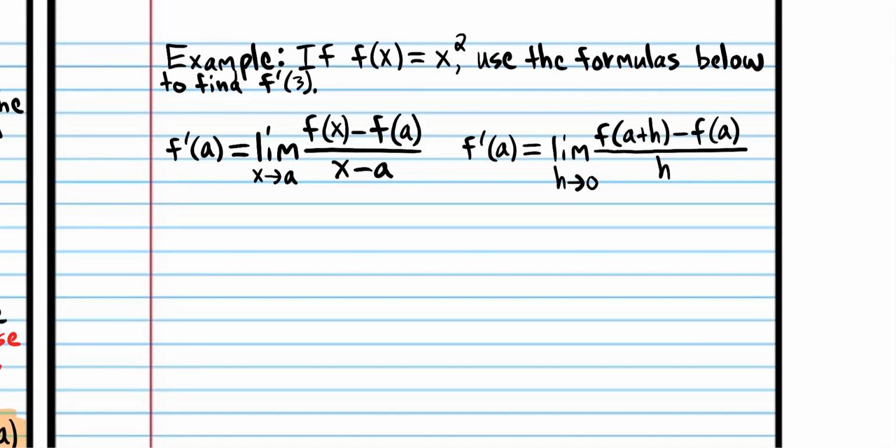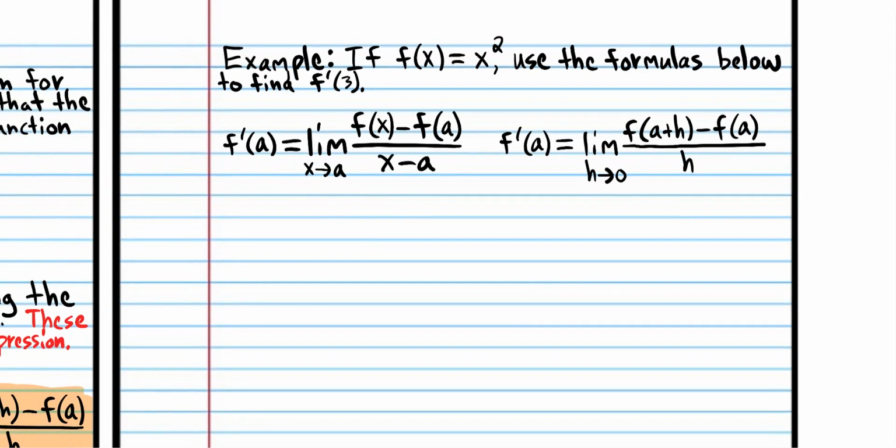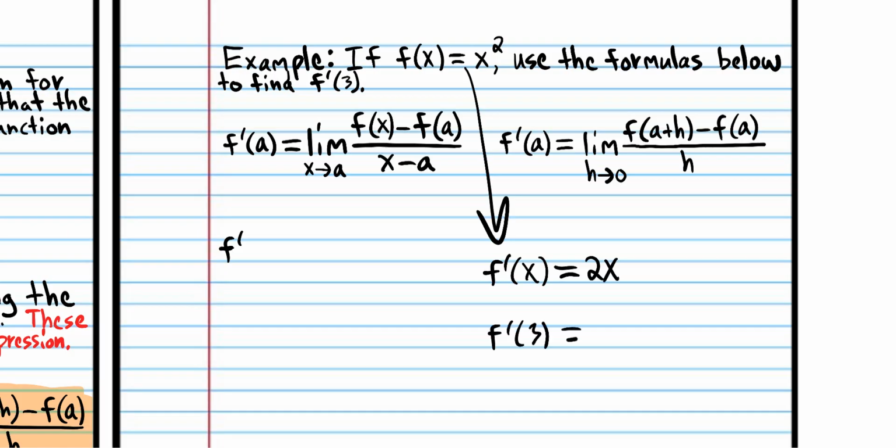So it says here, if f of x is x squared, use the formulas below to find f prime of 3. So we're going to use our new formula first, because that's actually an easier formula to use when you're doing this type of problem. So we've never done anything like this. These formulas are very familiar, but we've never actually tried to find f prime with these formulas directly. What we did is we found the derivative using our differentiation formulas. We used the power rule in this particular example, and then we just plugged in 3, and we got our answer. That's the fastest way to do it.